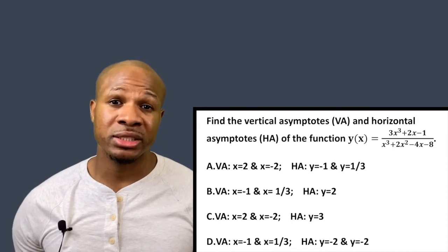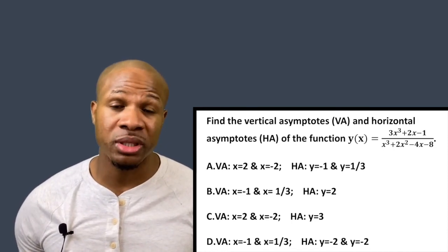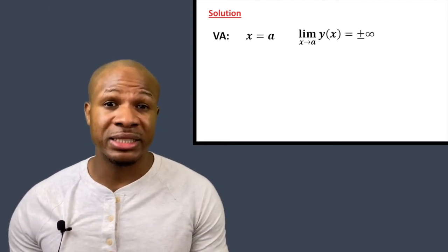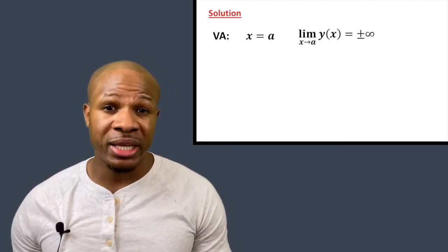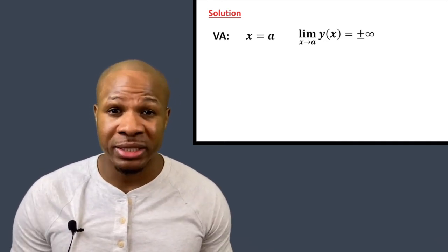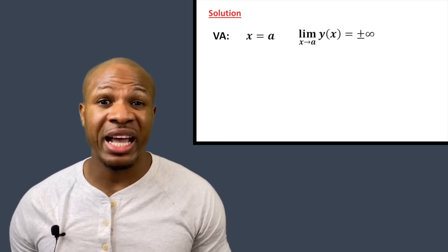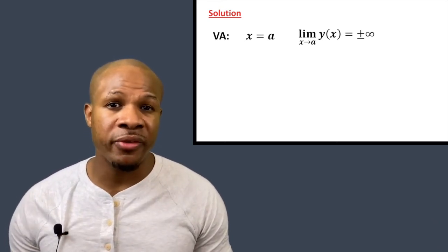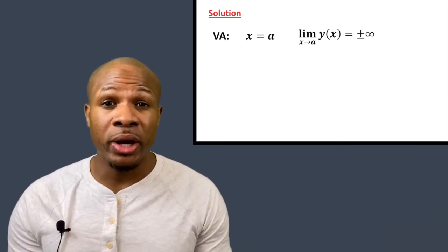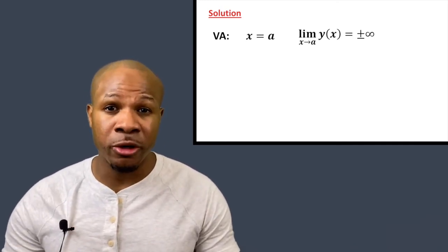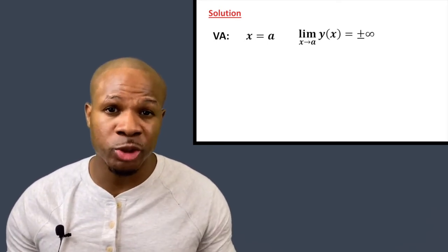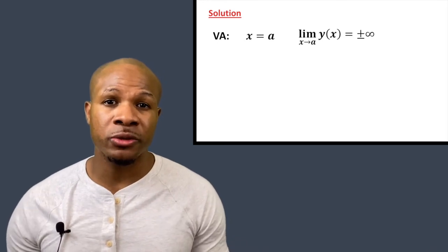But in this case, we're being asked to find vertical and horizontal asymptotes. A vertical asymptote is defined as a vertical line x equals a, where the limit as x approaches a of the function y of x is equal to plus or minus infinity. So when it comes to finding the vertical asymptotes, we just need to find the values of x that would cause the function to take on the value of plus or minus infinity. And the way that you get infinity is by having zeros in your denominator. Zeros in the denominator are going to cause vertical asymptotes to occur. So let's go ahead and look for zeros in the denominator.